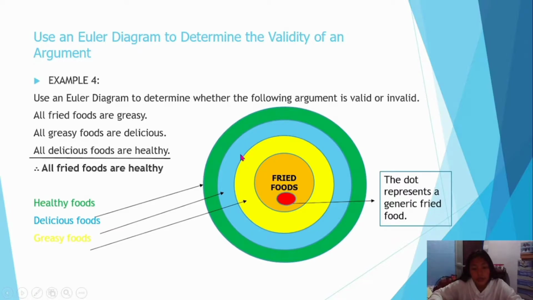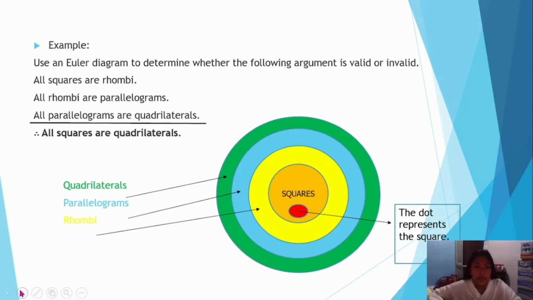So in this argument, we can say that this is valid. Next example. Use an Euler diagram to determine whether the following argument is valid or invalid.